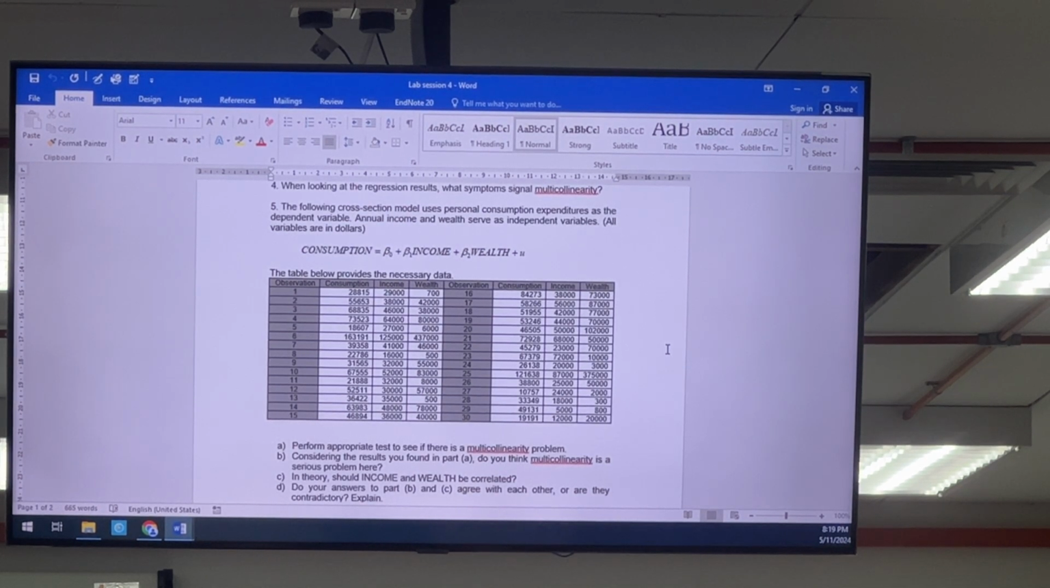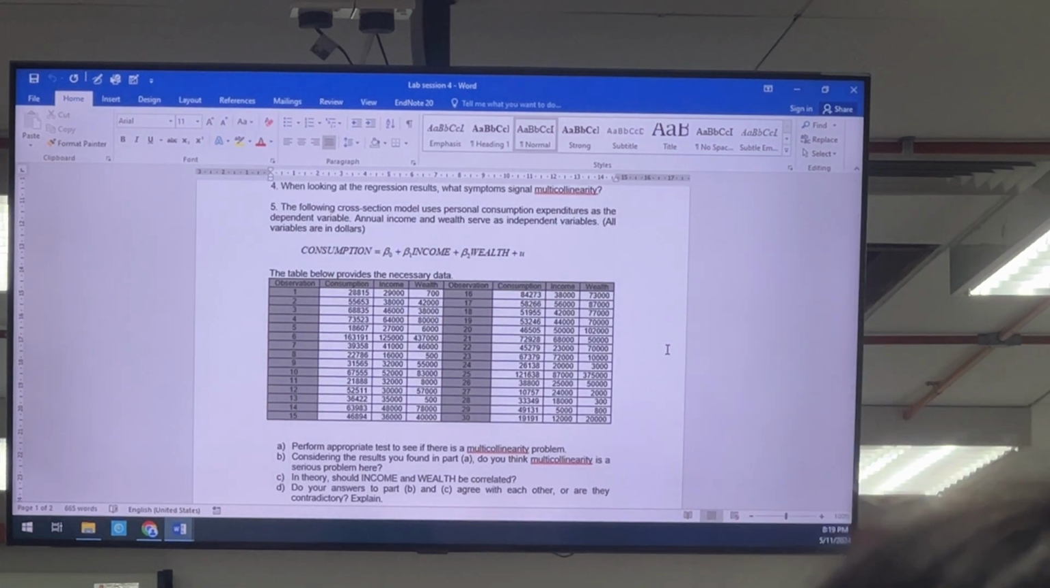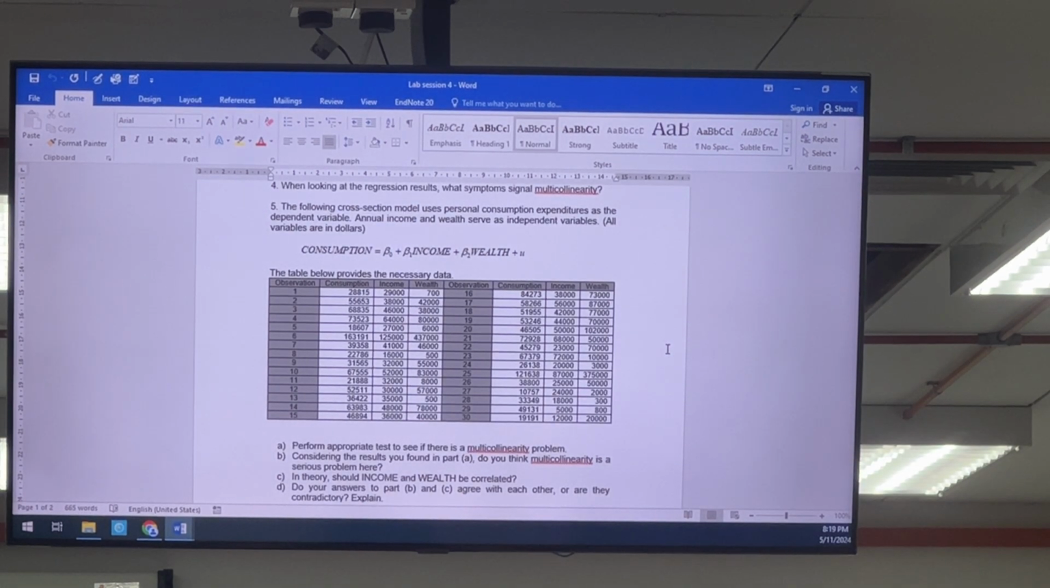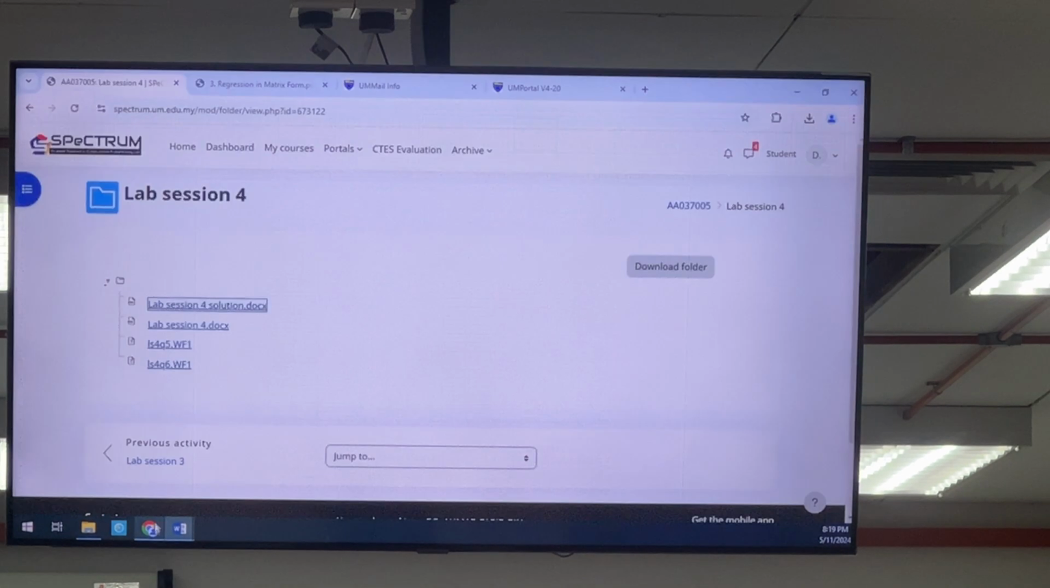So there are a number of things that you can do. First, you can inspect the correlation between variables. If there is high correlation, you have to be aware, meaning you have to be more careful because there is a high possibility of having a multicollinearity problem in the model. And then you can inspect the VIF, variance inflation factor. Okay, so you have the data. Question number 5.